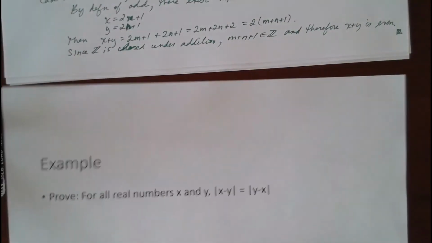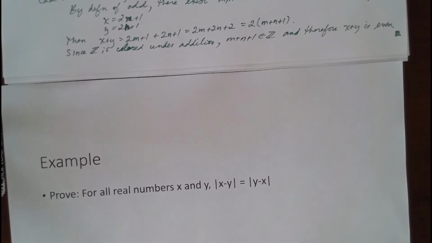The next one we want to look at is for all real numbers. We haven't done a lot of real numbers, so this will be a good fun one to do. For all real numbers x and y, the absolute value of x minus y equals the absolute value of y minus x. And you can't just say, I've done this so many times, I know it's true. I don't care how many times you've done it. Remember, you can't prove by example. We need to make a general argument.